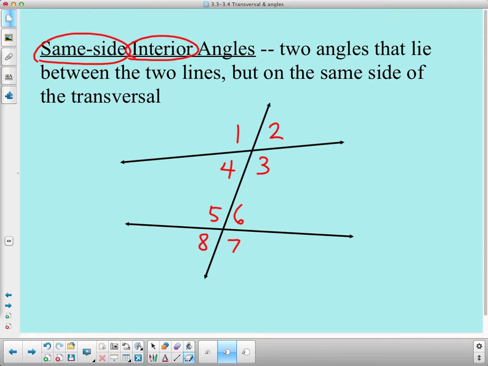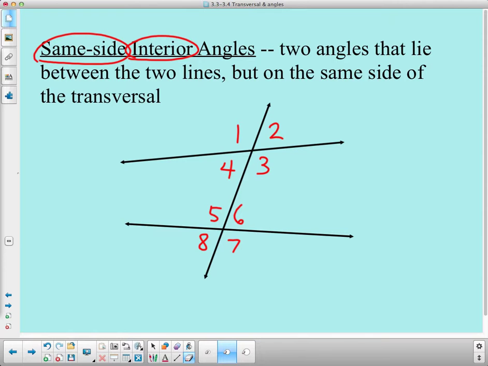So first, let's eliminate the ones that are not interior angles. So which ones should I get rid of? And I know Austin Waller's got this idea, but how about others? Which ones are not the interior angles? Dustin? Okay, what do we need?